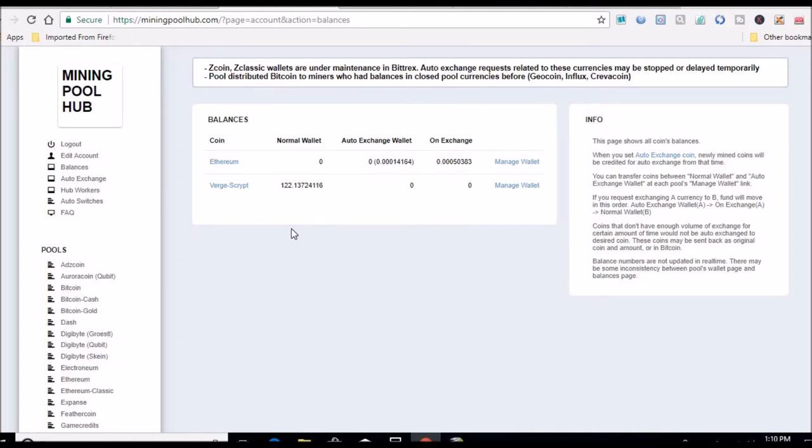I think what I'm gonna do though is when I get to 1,000, I think I'm gonna start converting Ethereum into something else, but I'm not quite sure yet.